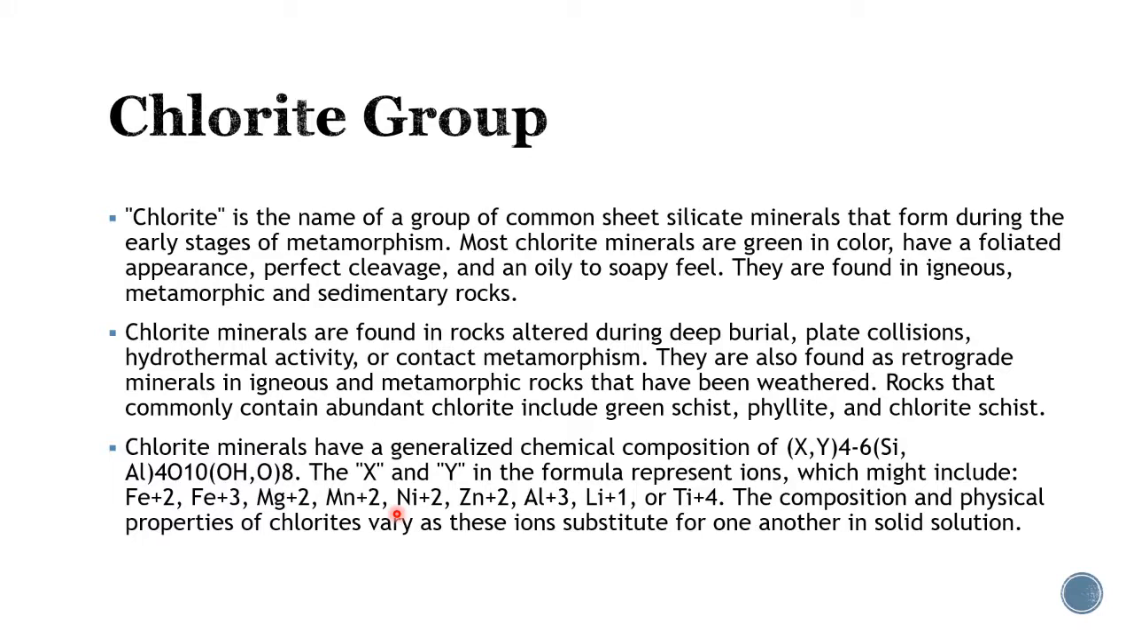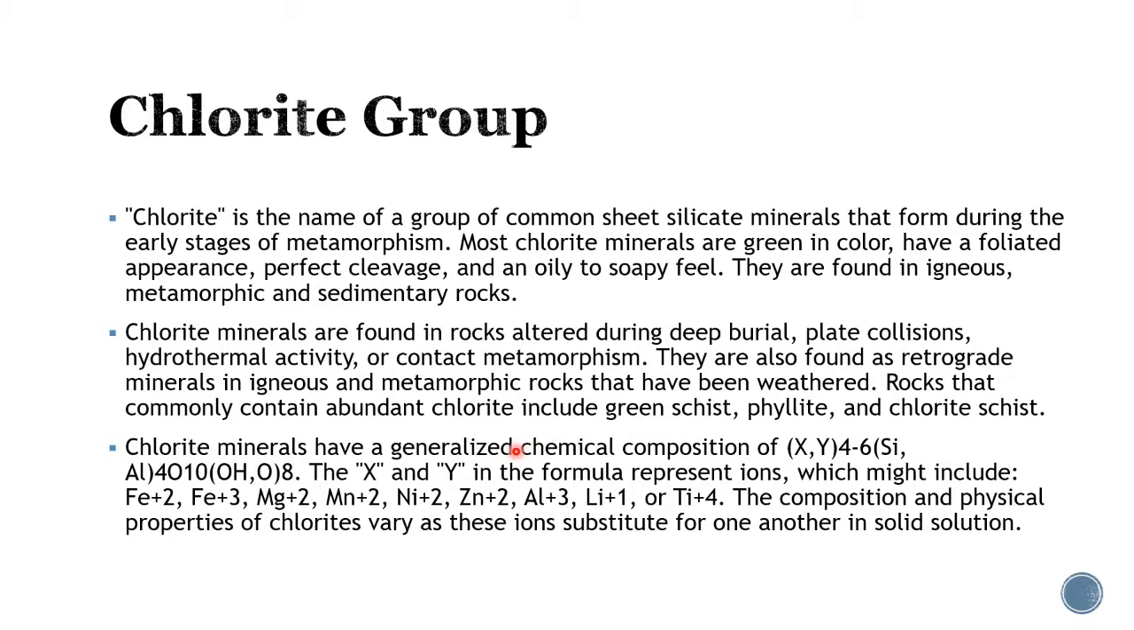Chlorite minerals are found in rocks altered during deep burial, plate collisions, hydrothermal activity, or contact metamorphism. They are also found as retrograde minerals in igneous and metamorphic rocks that have been weathered. Rocks that commonly contain abundant chlorite include greenschist, phyllite, and chlorite schist. These are actually metamorphic rocks.